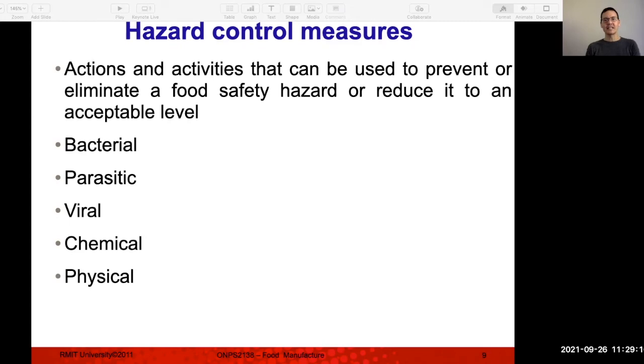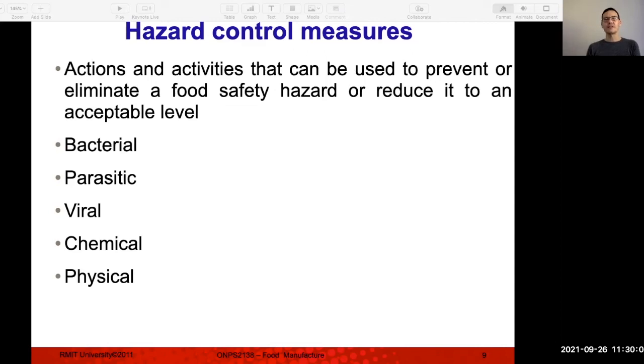And here is the last slide, which we're going to consider in this first video on HACCP. So, hazard control measures. Now, these are actions and activities that we can use to actually eliminate the food safety hazard or reduce it to an acceptable level. So that can be bacterial, parasitic, viral, chemical, or physical types of hazards. And these are measures that we can take to reduce or eliminate. Now, remember, in this case, elimination means not having it enter the process in the first place.